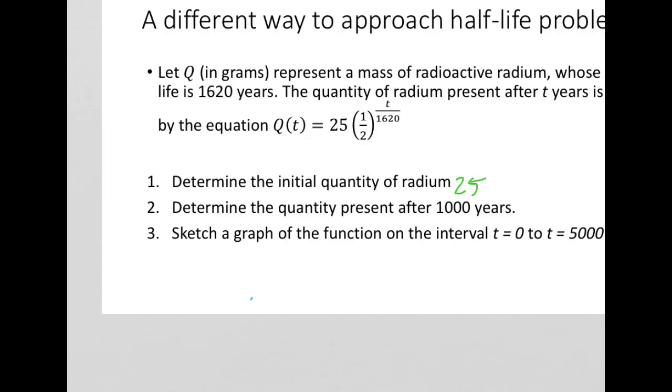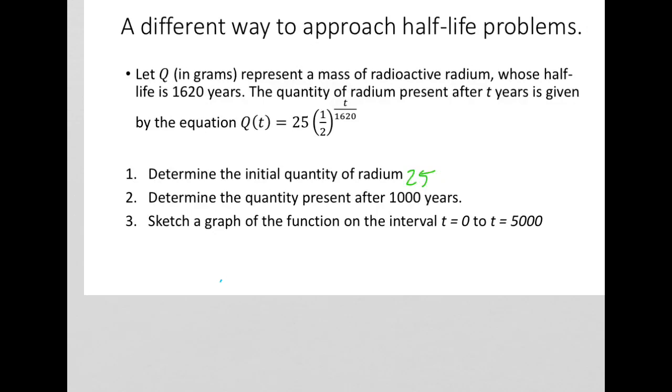So we're just going to plug in 1,000 to t right there and see what we get. In looking at problem number 3, sketch a graph of the function on the interval t equals 0 to t equals 5,000. I am going to go ahead and graph this before answering number 2, because then I can just use my graph and trace to the value of 1,000. So let's do that real quick.